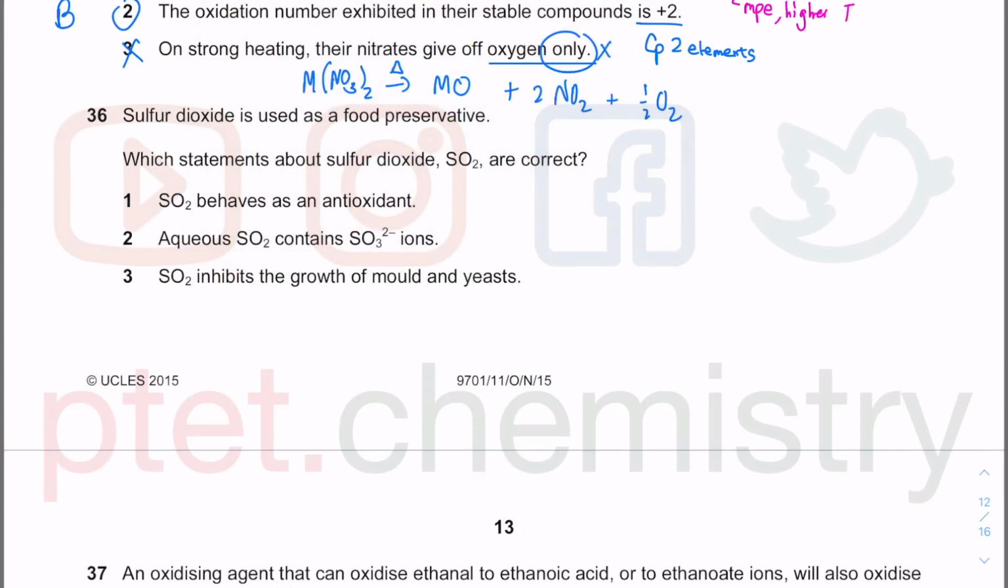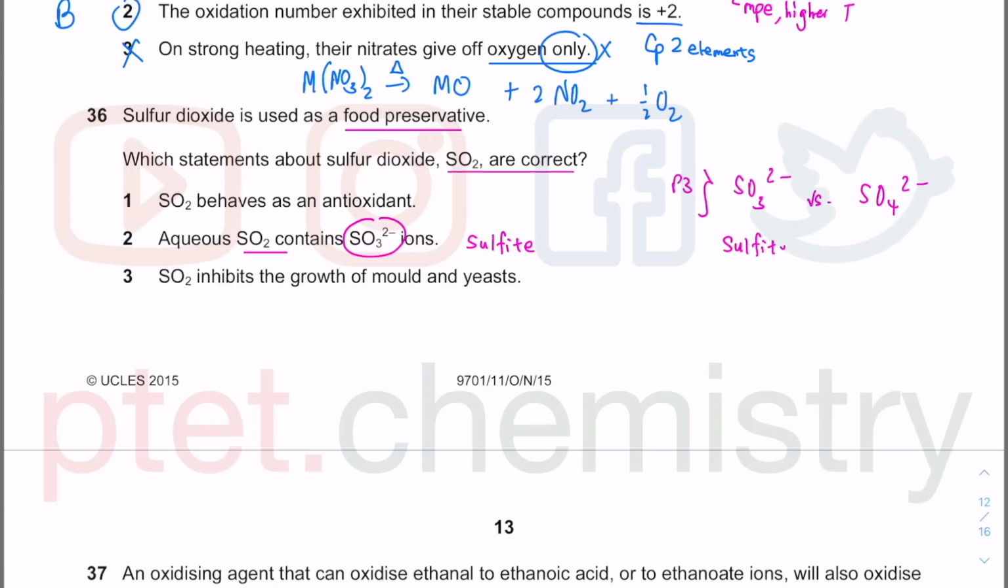Question 36, sulfur dioxide is used as a food preservative. So which statements about SO2 are correct? We know that aqueous SO2 gives SO3 2 minus, which is called sulfite. In your Paper 3, you are specifically advised to know this particular test, SO3 2 minus versus SO4 2 minus.